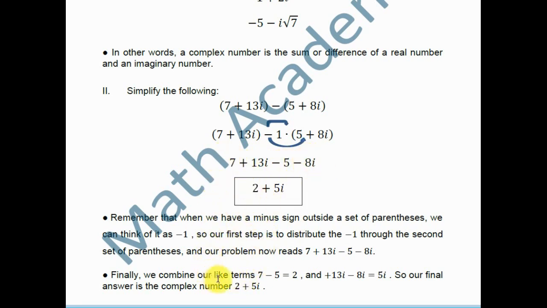Finally, we combine our like terms. 7 minus 5 is 2, and 13i minus 8i is 5i. So our final result is 2 plus 5i.